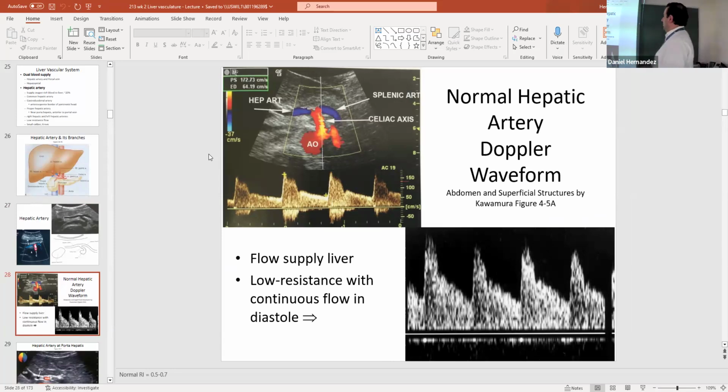So normal hepatic artery Doppler flow. Again, it's bringing blood flow to the liver, so it should be continuous forward flow, a nice low resistance flow pattern. So here they're Dopplering the celiac artery. Low resistance with continuous flow throughout diastole.